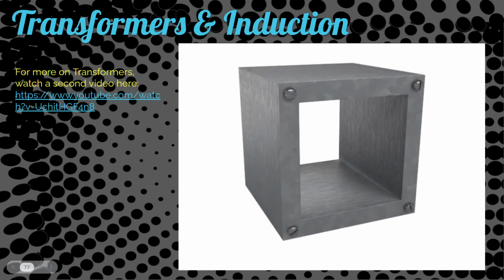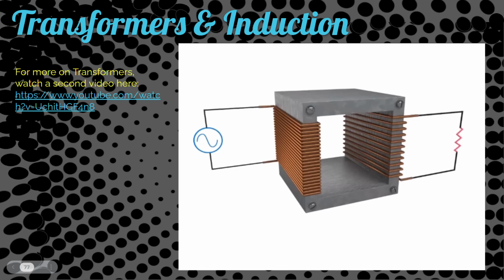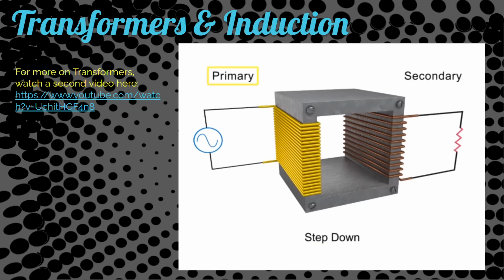Transformers are composed of an iron core ring wrapped in coils. One coil is connected to an AC input voltage and is called the primary coil. The other coil is connected to an output circuit with a load resistance and is called the secondary coil. The two coils are well insulated from each other and do not form a physical electrical connection. This gives a transformer its unique electricity altering properties. Transformers can either step up or step down a voltage. In a step-down transformer, the number of turns in the primary coil is greater than the number of turns in the secondary coil.